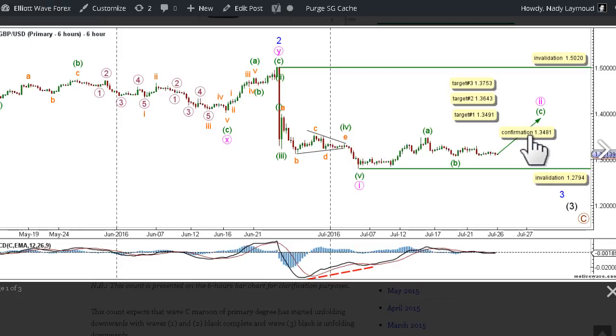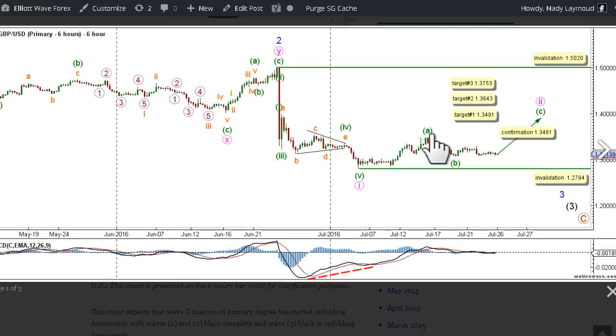This count would be confirmed by movement above 1.3481, and we have three targets for the completion of wave C green and ultimately wave 2 pink. The first target is at 1.3491, as at that level wave C green would reach 0.618 the length of wave A green, and the second target is at 1.3643, as at that level wave 2 pink would reach 0.382 of wave 1 pink. The final target is at 1.3753, as at that level wave C green would reach equality with wave A green.